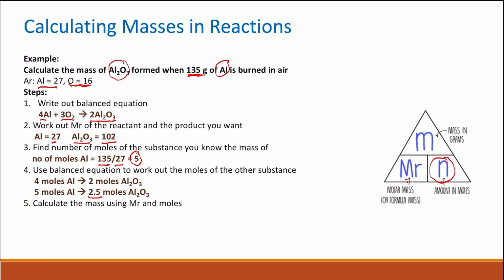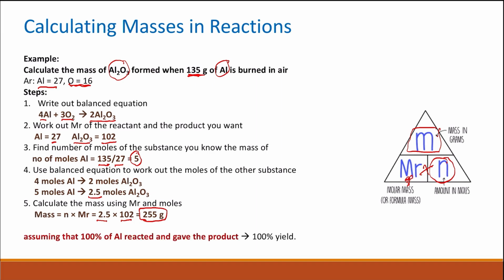The final step is to calculate now the mass of the product, which is the aluminum oxide, using the formula for the mass of that substance. We will again use the formula triangle, but we need to find the mass now. So the mass will equal the relative formula mass times the number of moles. So n times Mr, which is 2.5 times 102, so it equals 255 grams. So when 135 grams of aluminium is burned in air, that will produce 255 grams of aluminium oxide.